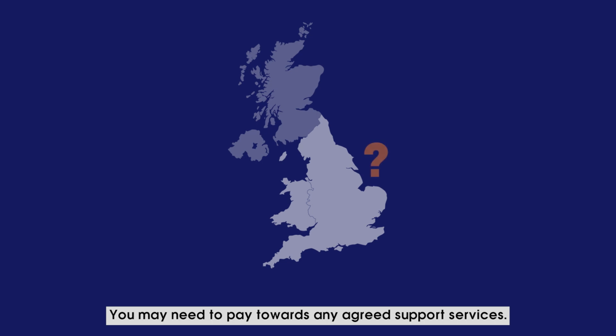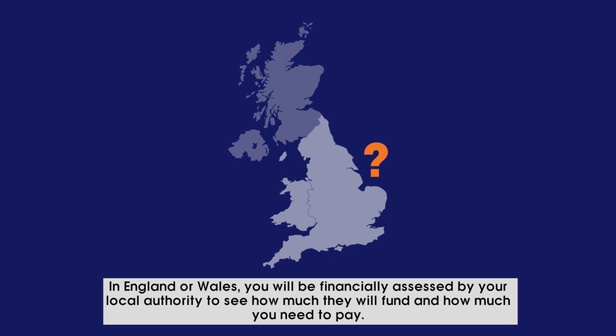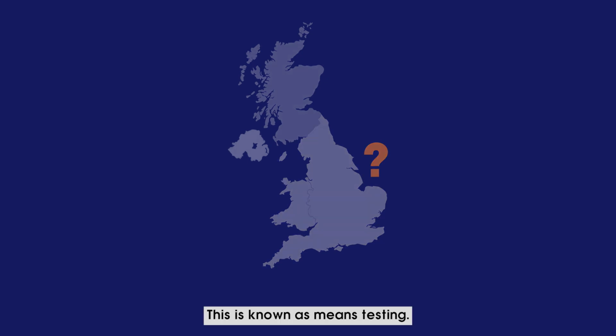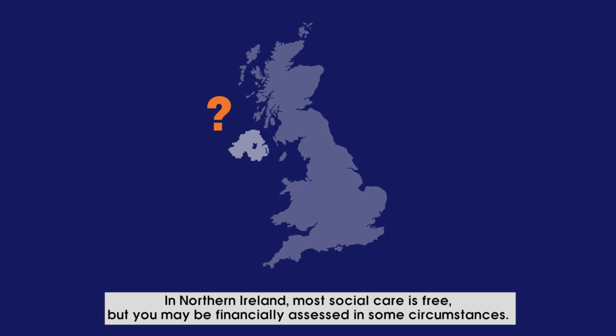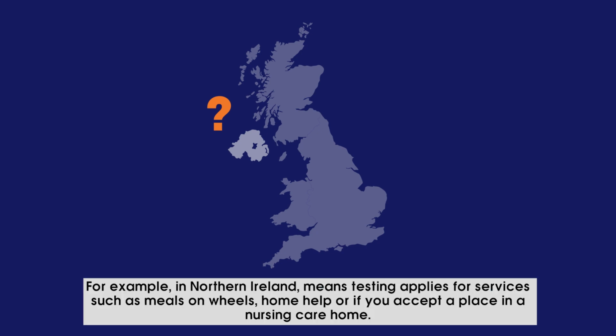You may need to pay towards any agreed support services. In England or Wales, you will be financially assessed by your local authority to see how much they will fund and how much you need to pay. This is known as means testing. In Northern Ireland, most social care is free, but you may be financially assessed in some circumstances. For example, in Northern Ireland, means testing applies for services such as Meals on Wheels, home help, or if you accept a place in a nursing care home.